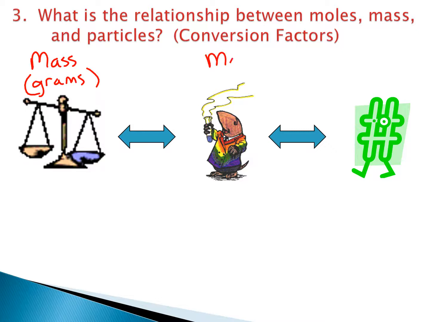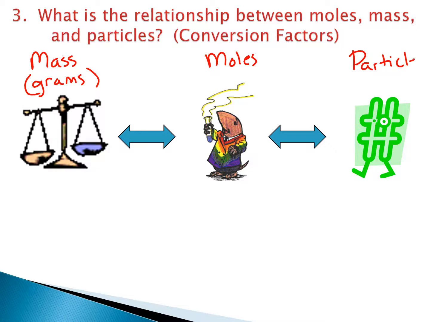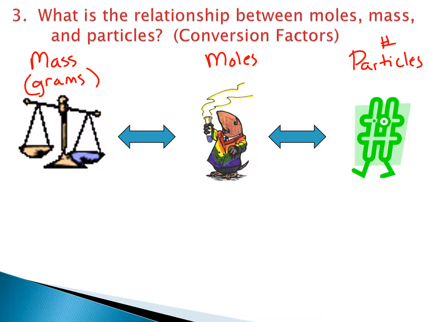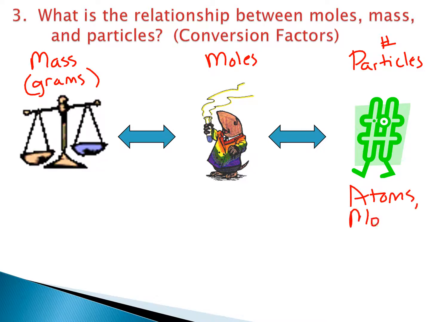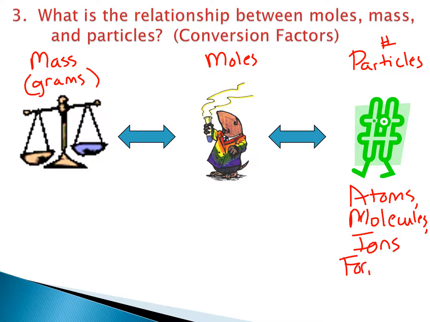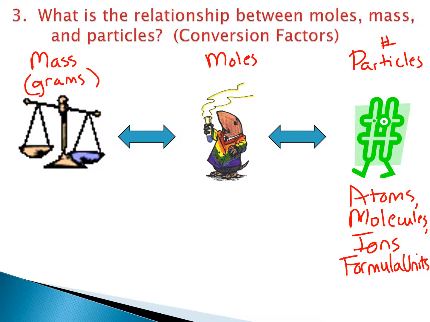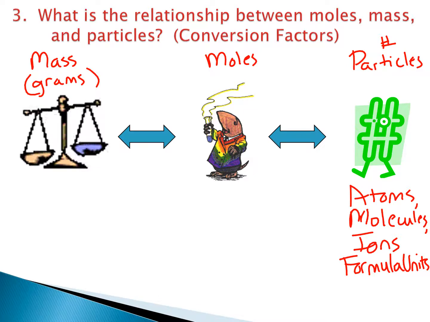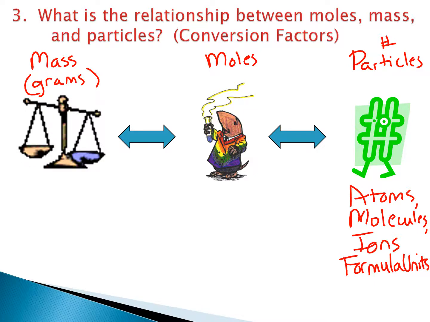We have moles, and we have particles. The number of particles could be atoms, or molecules. We say molecules when we're talking about ionic compounds. Since they don't actually exist as individual molecules, they exist in a crystal lattice, we say formula units. It's technically more correct. Okay, so let's look at how we convert between these.